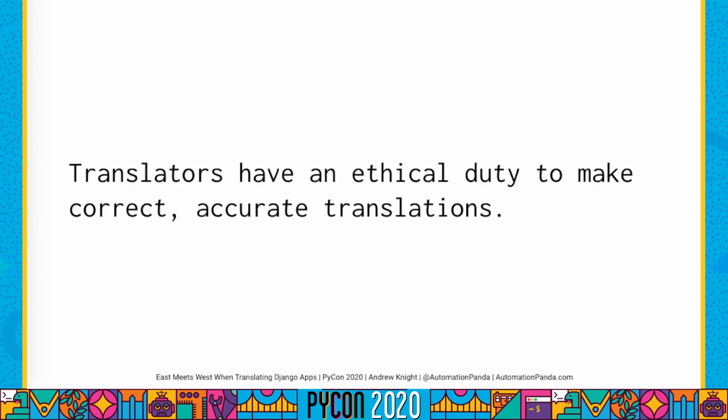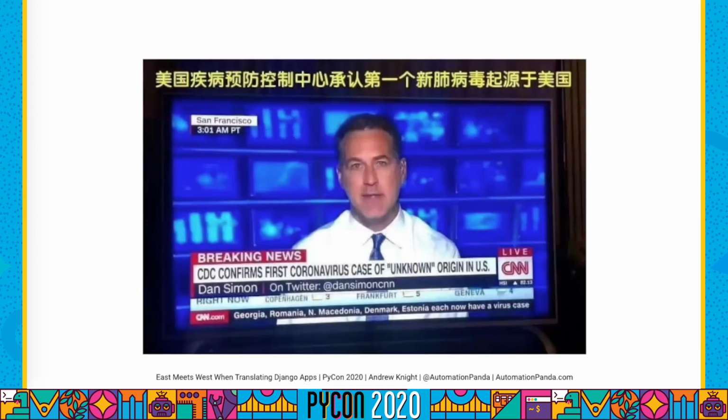On a more serious note, translators have an ethical duty to make correct, accurate translations. People need translations to access information in other languages that they would otherwise have no access to. And it is absolutely important that translators are truthful and correct when they do translations. Here is an unfortunate example of mistranslation regarding the current coronavirus pandemic. This image went viral on Chinese social media back in February of this year, along with several others like it. The image shows a CNN headline about the first coronavirus case in the United States that did not have a traceable point of origin. This would be known as community spread.